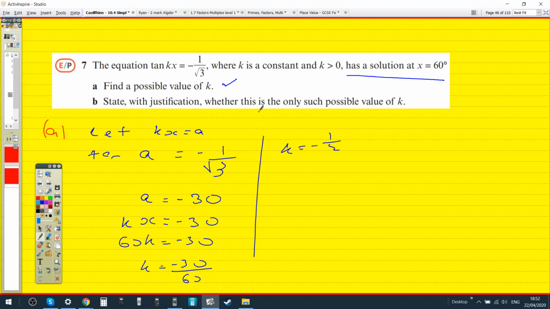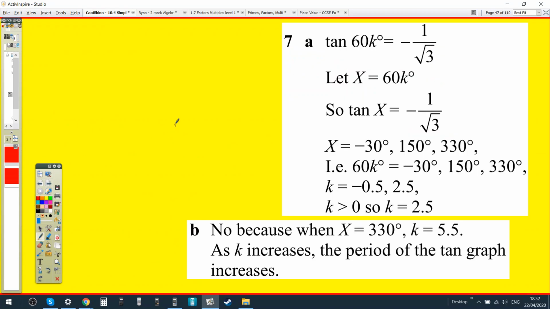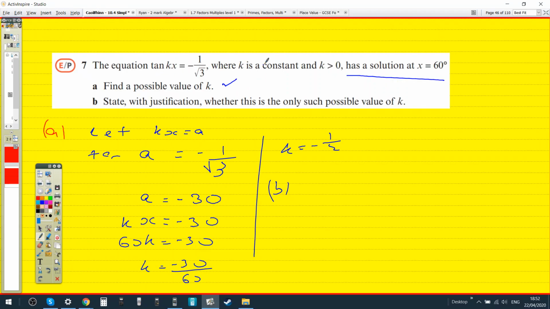State with justification whether this is the only such possible value of k. Probably not, because we could have had other values if we added 180, because the graph repeats itself. Sounds good to me. Yeah, they didn't give a range. Yeah. K equals 2.5. Oh, they snaked us. What's this? K is greater than 0. We should have read it more carefully.